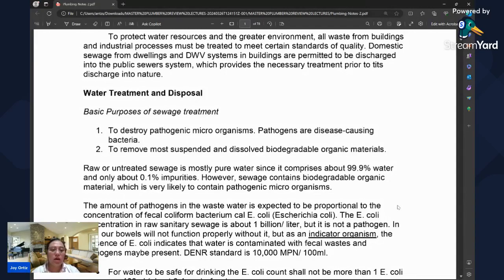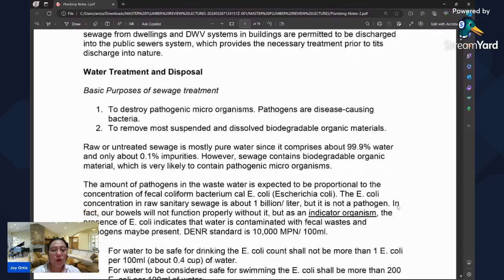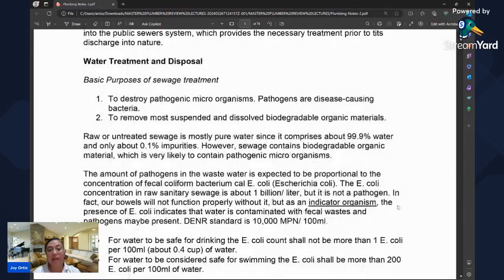Another purpose of sewage treatment is to remove most suspended and dissolved biodegradable organic materials. Raw or untreated sewage is mostly pure water, since it comprises about 99.9% water and only about 0.1% impurities. However, sewage contains biodegradable organic material, which is very likely to contain pathogenic microorganisms.